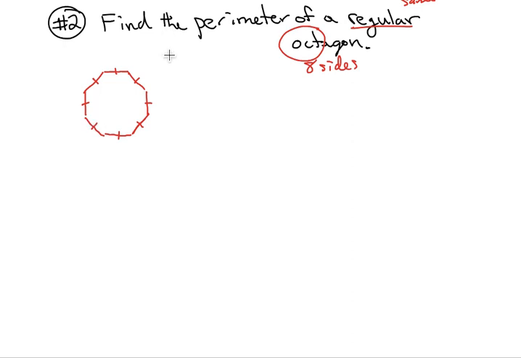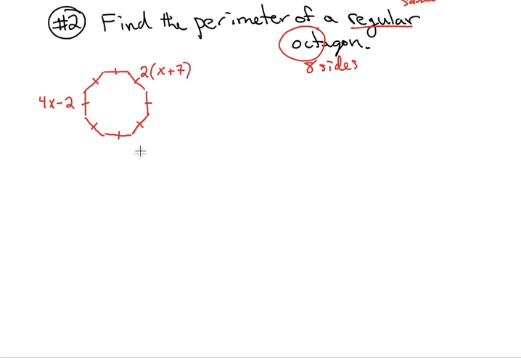And then we need some measurements. So we've got a side length that's 4x minus 2. So that would be this one right here, 4x minus 2. And then we've got another side up here, 2 parentheses, x plus 7.